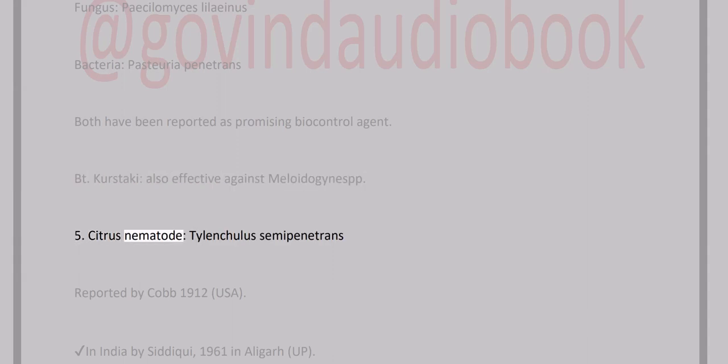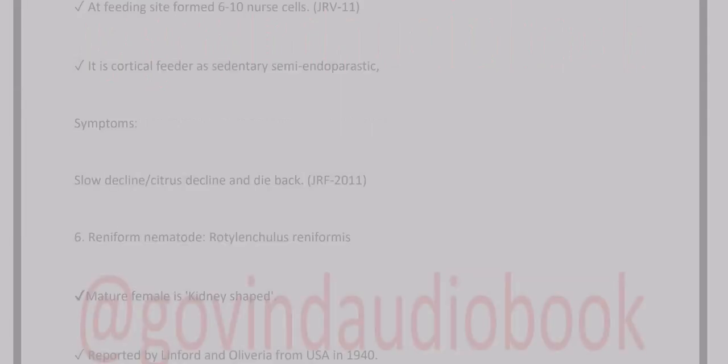5. Citrus nematode, Tylenchulus semipenetrans, reported by Cobb, 1912, USA. In India it was reported by Siddiqui, 1961 in Aligarh, UP. The juvenile second, J2, is the infective stage. At the feeding site it forms 6 to 10 nurse cells. It is a cortical feeder, sedentary semi-endoparasitic. Symptoms: slow decline, known as citrus decline, and dieback.